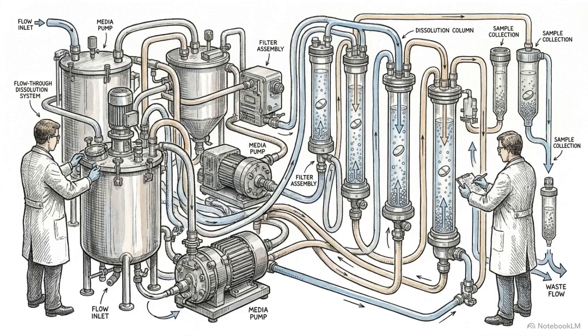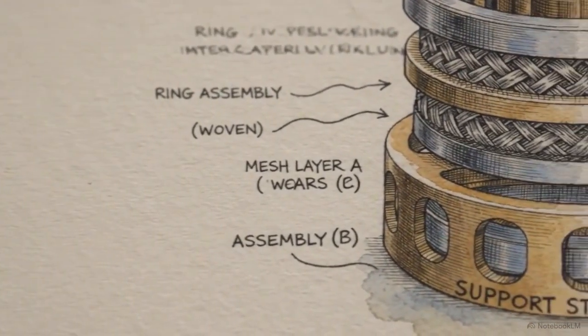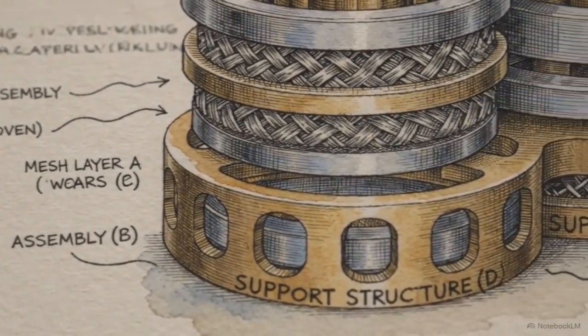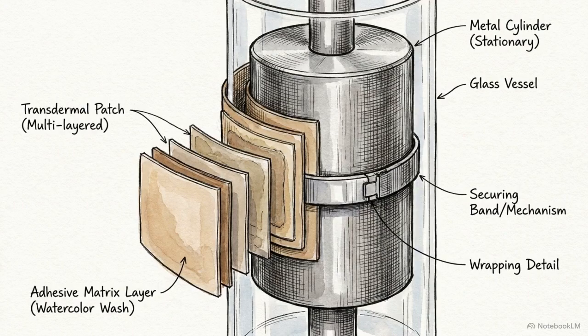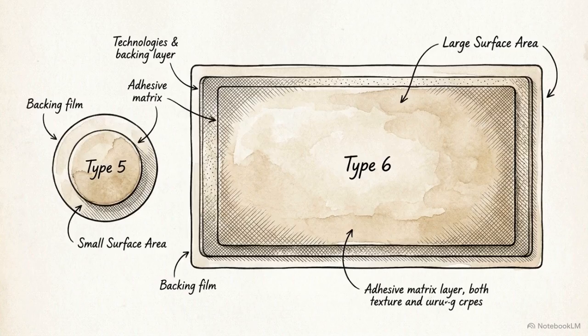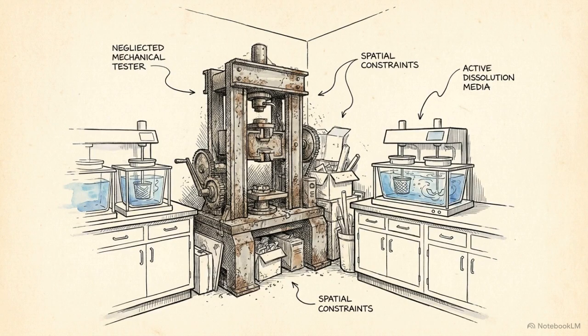The final 3 apparatuses are niche setups built for delivery formats that look nothing like a standard pill. Type 5, the paddle over disc, modifies the Type 2 paddle by adding a stainless steel sandwich mesh at the bottom. Type 6, the rotating cylinder, takes the spinning mechanics of Type 1 and scales them up with a larger solid cylinder. These exist specifically for testing transdermal patches. Type 5 handles standard patches, while Type 6 accommodates those with a larger surface area. These specialized machines occupy valuable lab space for formulations a standard facility may rarely test.